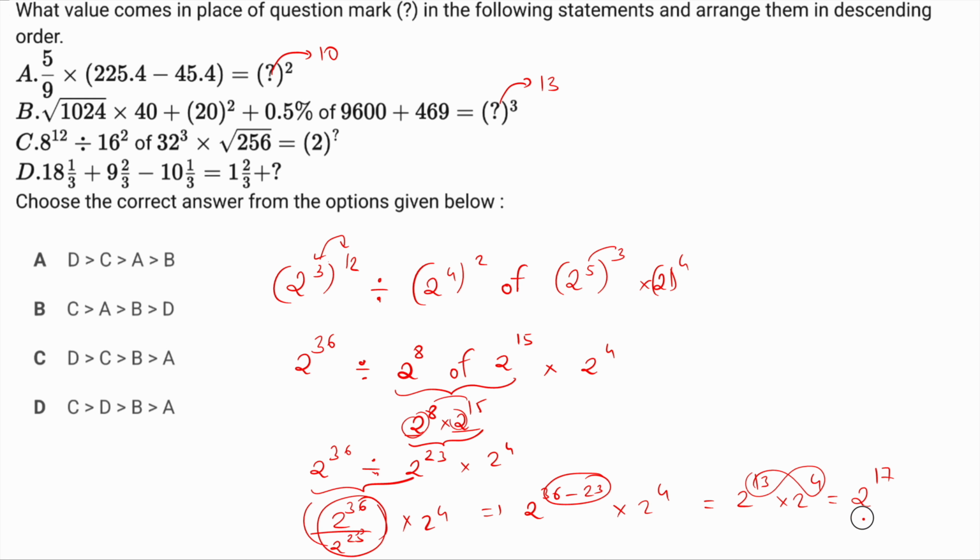Okay, the right hand side is 2 power 17 and the question mark is worth 17 now. So for the C option, the question mark is worth 17. And that's it. We now are left with the last part, the D part. As for the D part, we have 18 1 by 3. Write this as 18 plus 1 by 3, plus 9 2 by 3. Write that as 9 plus 2 by 3, minus 10 1 by 3 can be written as minus 10 minus 1 by 3, is equal to 1 2 by 3 can be written as 1 plus 2 by 3 plus the question mark.